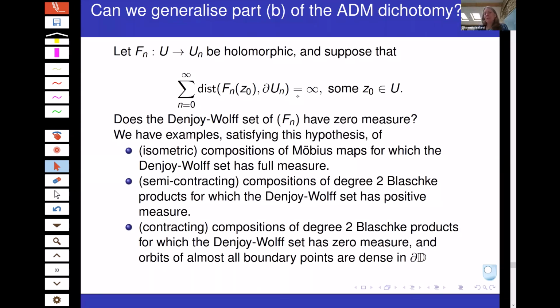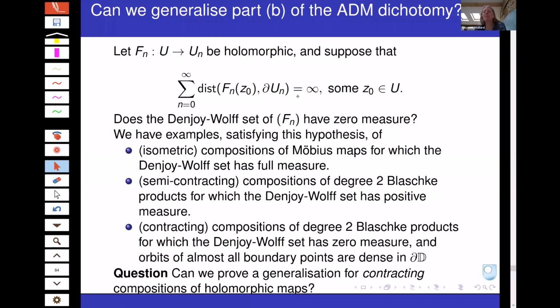And so one of the things which this raises is, can we prove a generalization of this dichotomy if we restrict ourselves to contracting compositions? And again, Phil will talk about all this in more detail, and you'll see that even this one example is actually quite complicated to prove.